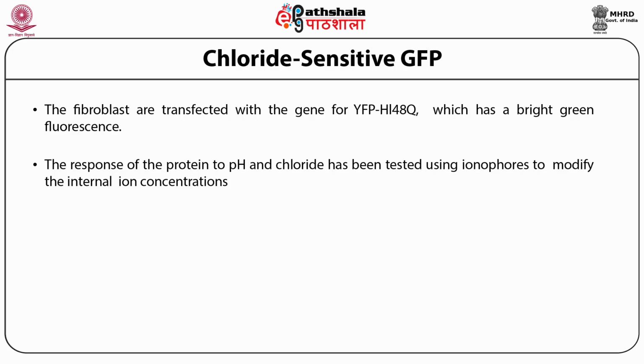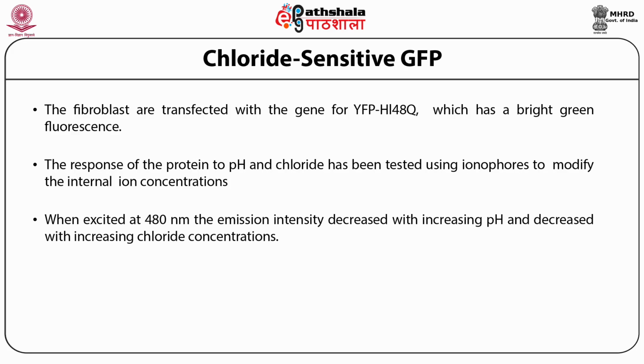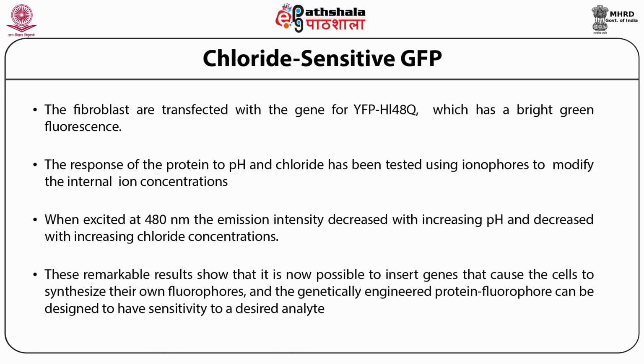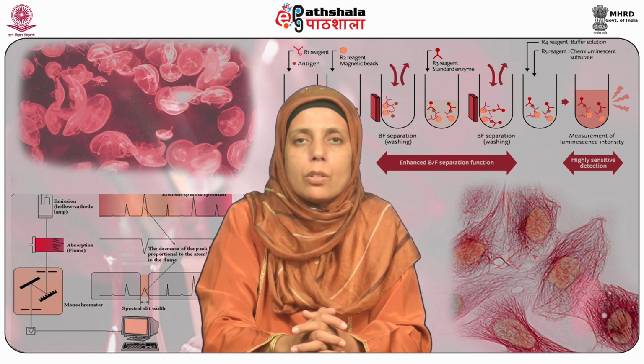The response of the protein to pH and chloride has been tested using ionophores to modify the internal ion concentration. When excited at 480 nanometers, the emission intensity decreases with increasing pH and decreases with increasing chloride concentration. These remarkable results show that it is now possible to insert genes that cause the cell to synthesize their own fluorophores, and the genetically engineered protein fluorophores can be designed to have sensitivity to a desired analyte. Sensing application to molecular biology.